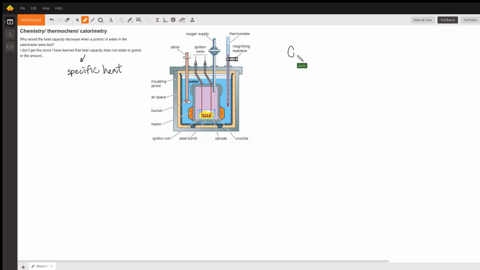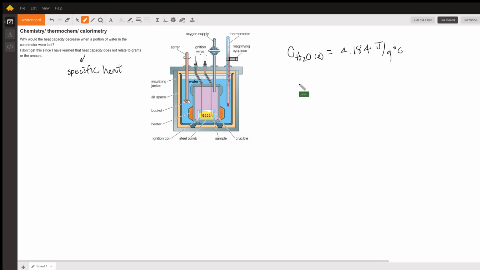We know that the specific heat of liquid water is, depending on the textbook that you're looking at, 4.184 joules per gram degree Celsius. In other words, to raise the temperature of 1 gram of liquid water by 1 degree Celsius, you have to impart 4.184 joules of heat energy onto that water.